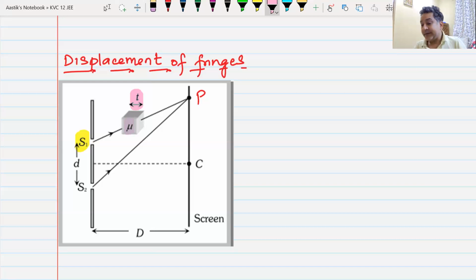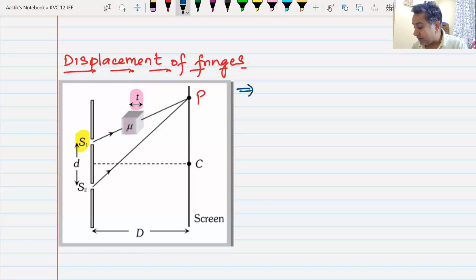Do we remember that? We have given you some questions in the test as well based on geometrical path and the optical path. Now, the path difference between the two waves was previously S2P minus S1P. Now, in the way of S1P, a glass slab has come. Therefore, the path difference will change and therefore the fringe will shift.